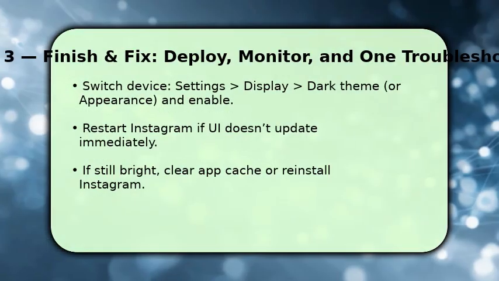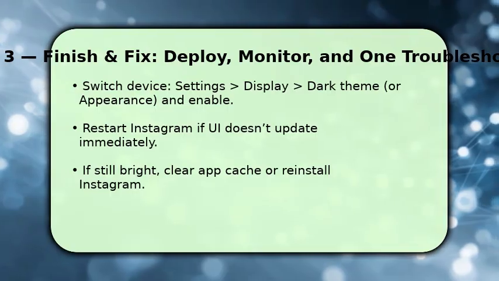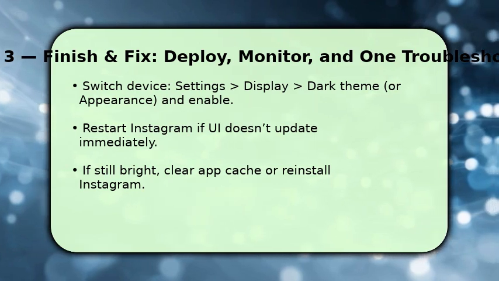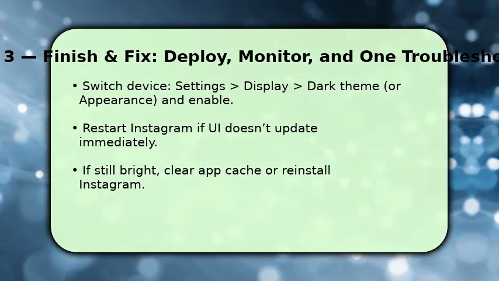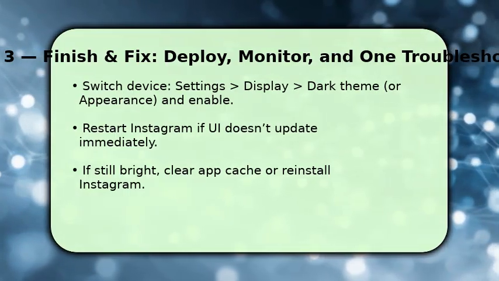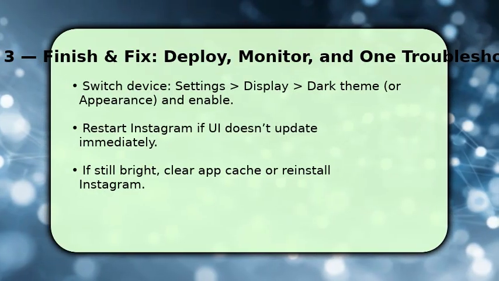Now complete the process by enabling dark mode on the device. Go to Settings, Display, then toggle Dark Theme or Appearance to Dark. Once enabled, open Instagram and it should render in dark mode. If the app stays bright, close it fully and restart. Make sure you cleared background instances.